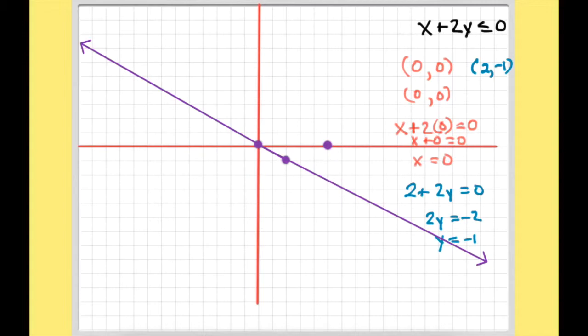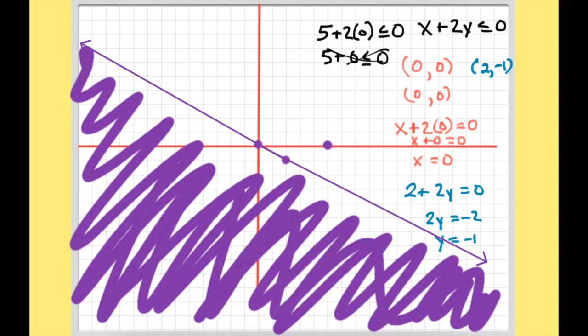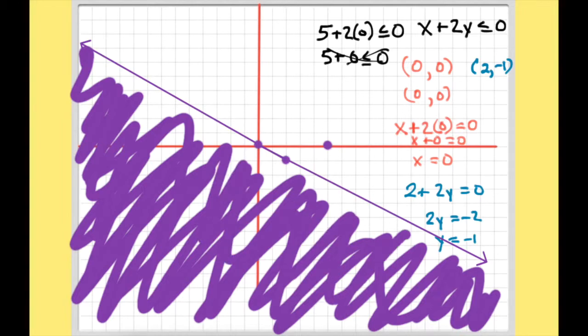So if we plug in 5, 0 to our inequality, is that a solution? Does 5 plus 2 times 0 come out to be less than or equal to 0? It's 5 plus 0. Is 5 plus 0 less than or equal to 0? It's not. So since that point's not a solution to our inequality, that side of the graph is not our solution. This side of the graph is our solution. And again, with a solid line, because we have less than or equal to.